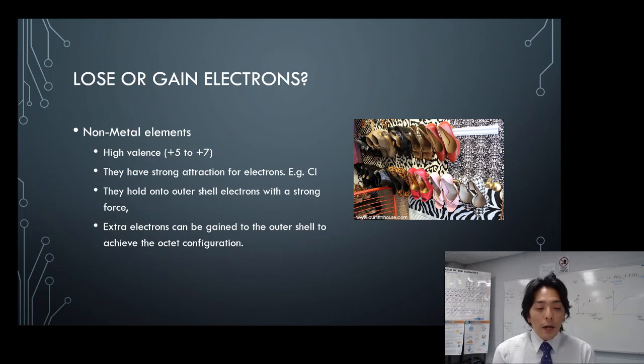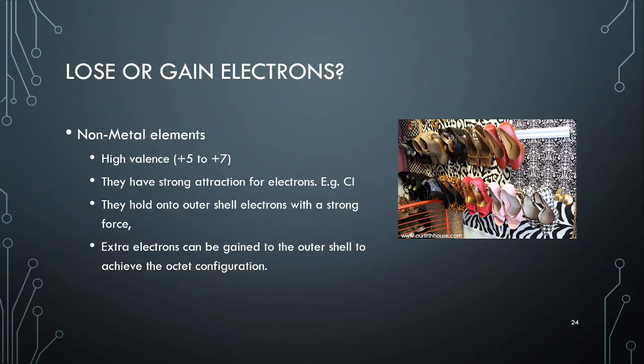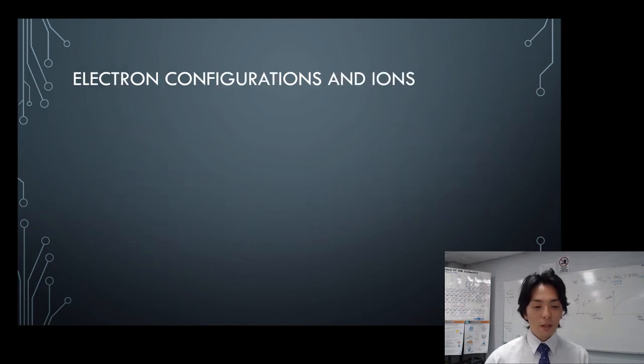They hold on to outer shell electrons with a strong force, and extra electrons can be gained to the outermost shell very, very easily. Now, picture a shoe rack. It's incomplete. I don't know what girls feel about that. Then maybe girls want to complete it by buying 2 more pairs of shoes. So, non-metals are a bit like that. I'm not being sexist, I know.